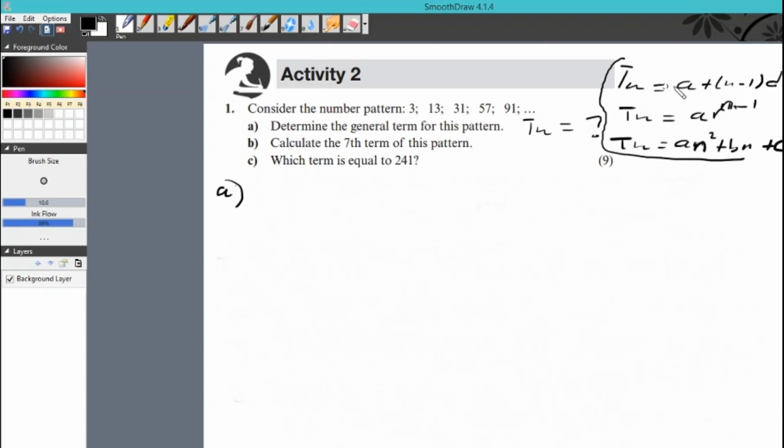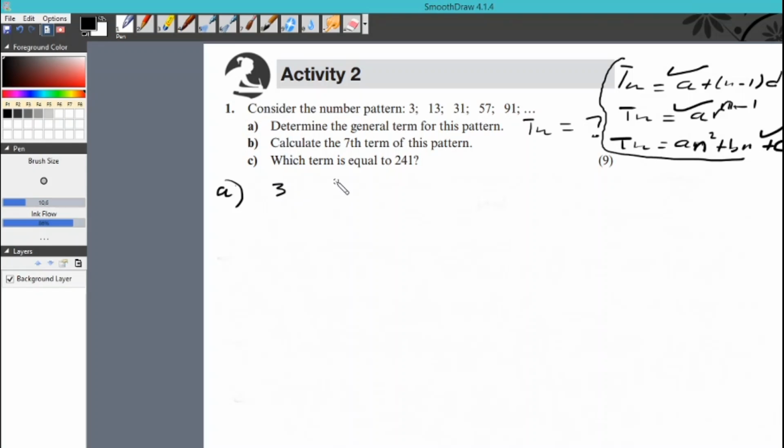When they give you a sequence, the first thing you must do is identify which formula you will use. So you must start by identifying the sequence. If you identify it as an arithmetic sequence, you focus on the first formula. If geometric, you focus on formula 2. If quadratic, we focus on formula 3. Right? Then now let us identify this sequence.